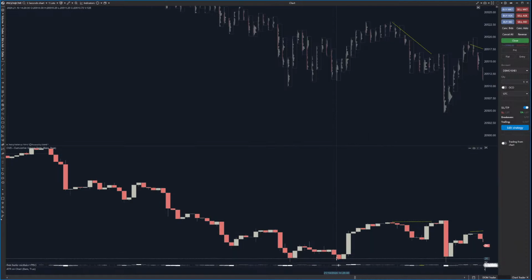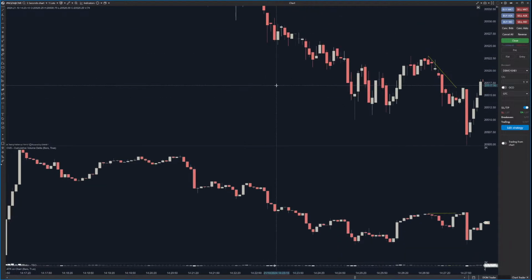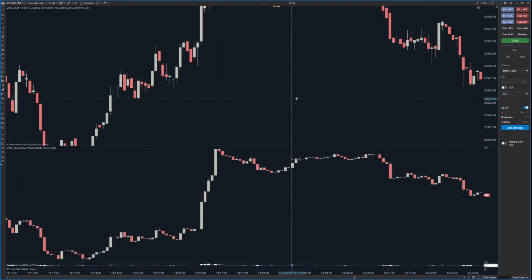So we start seeing the cumulative delta starts looking like price action, right? It starts looking like the candlesticks, but it's not the price action. It's the difference between aggressive buyers and aggressive sellers.